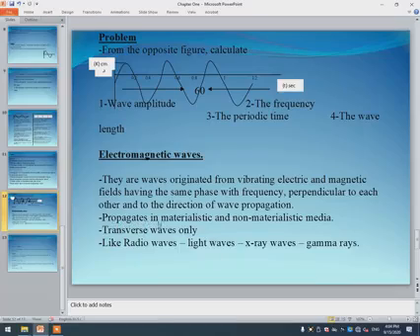Electromagnetic waves propagate in materialistic and non-materialistic medium, because they can propagate in air, the medium, and in space. There is no medium there. They are all transverse waves, because the electric field and magnetic field make between each other 90 degrees. Electromagnetic waves are like visible light, radio wave, X-ray, and gamma ray.